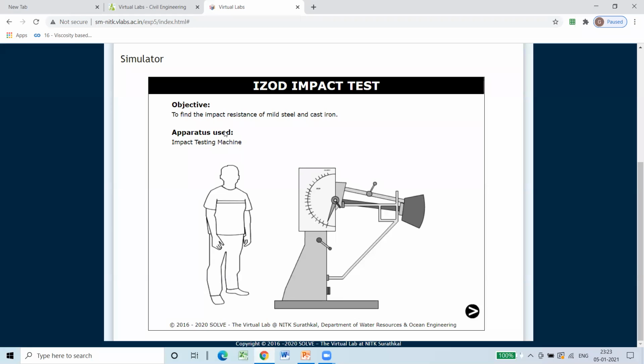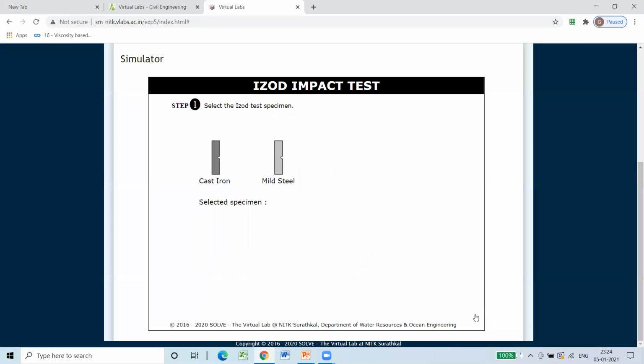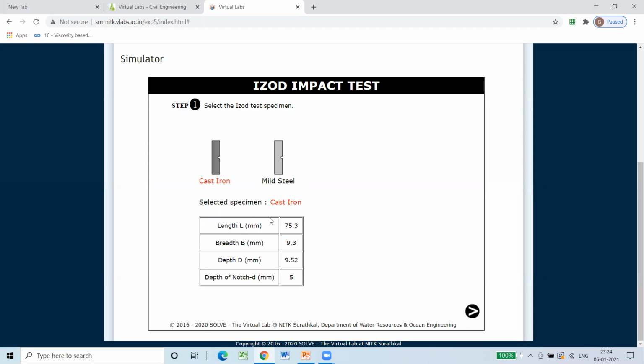The objective of IZOD impact test is to find the impact resistance of mild steel and cast iron. The apparatus used in this study is impact testing machine. Before starting the test, we have to select the specimen we need to conduct IZOD impact test. In this lab, I am going to show how to conduct IZOD impact test for cast iron. And these are all the dimensions of the cast iron.